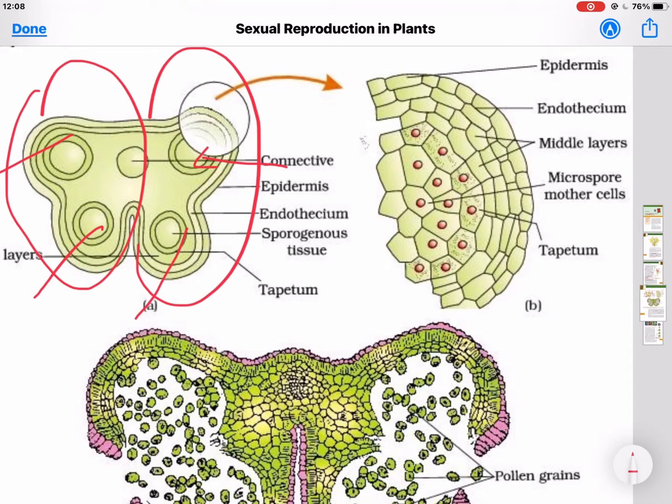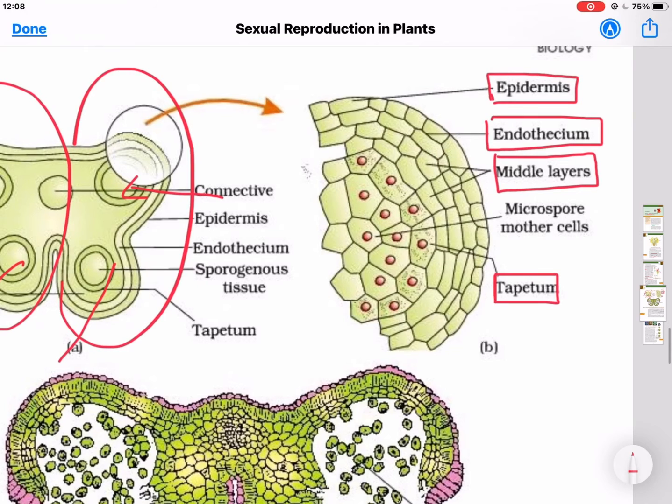So the outer wall, first one is epidermis, outermost. Second is endothecium. Inner to the endothecium is the middle layer, and the last, 4th layer is tapetum. So learn the names sequence-wise. The microsporangium means a sac-like structure that is surrounded by 4 layers.